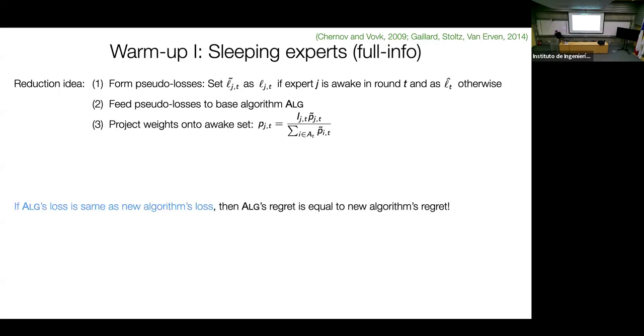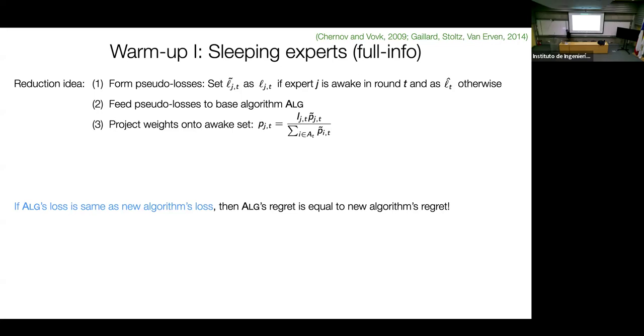So this idea has some cool properties. Suppose we're lucky, and the base algorithm's loss, the one that doesn't know about the existence of sleeping experts, is the same as the new algorithm's loss. Then life is good, because the base algorithm's regret is going to be equal to the new algorithm's regret. I think maybe a little bit of writing might be useful here, but what I will do is verify this for you.